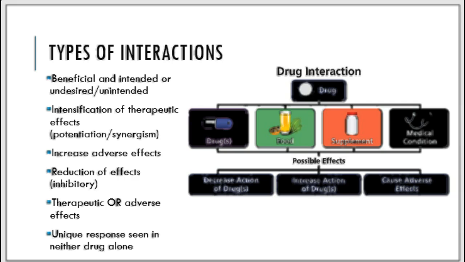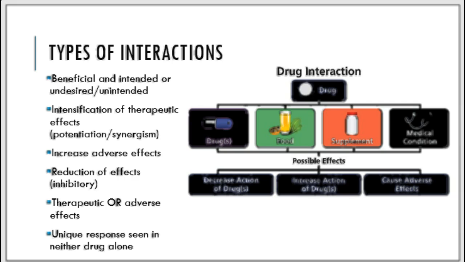Think about aspirin and warfarin. Both of them are blood thinners, although they do this in different ways. But if you have a combination of those two, you are at an increased risk of bleeding, and that can be a problem. It may be prescribed to the patient that way, but you need to be aware that there's an increased risk of bleeding and a potential to really increase the adverse effects with these combinations.